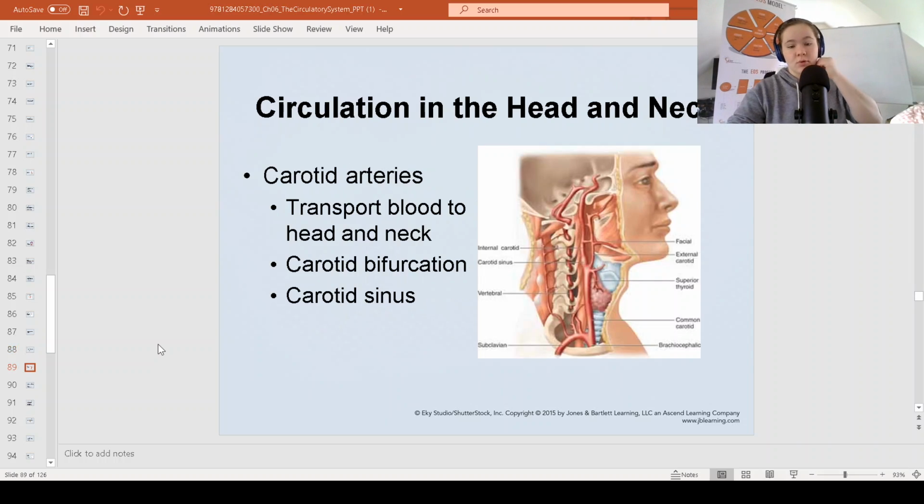Carotid arteries transport blood to the head and neck. This is carotid bifurcation, carotid sinus. We know where our carotid arteries are. It's kind of where we take pulses. It's one of the main pulse points that we choose, especially because it's a very exposed area.